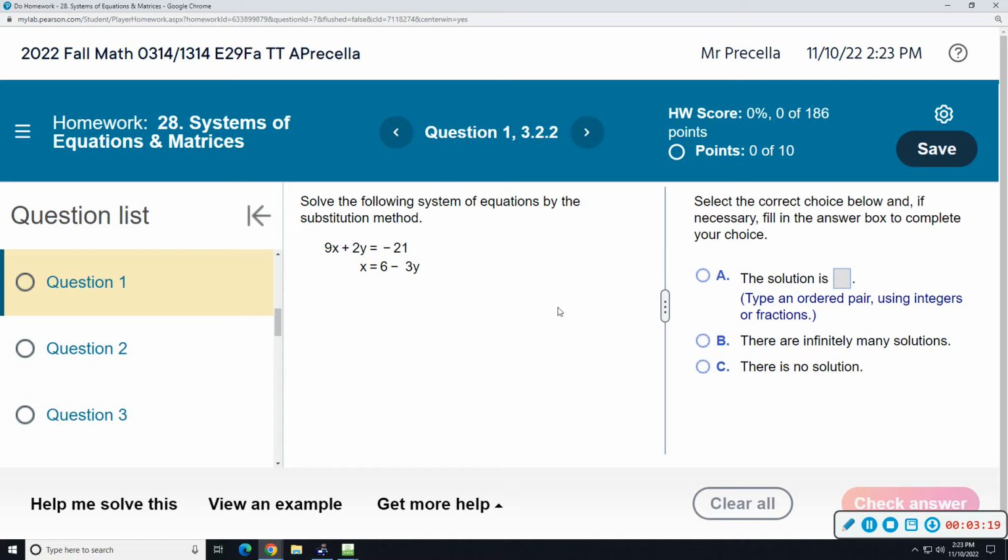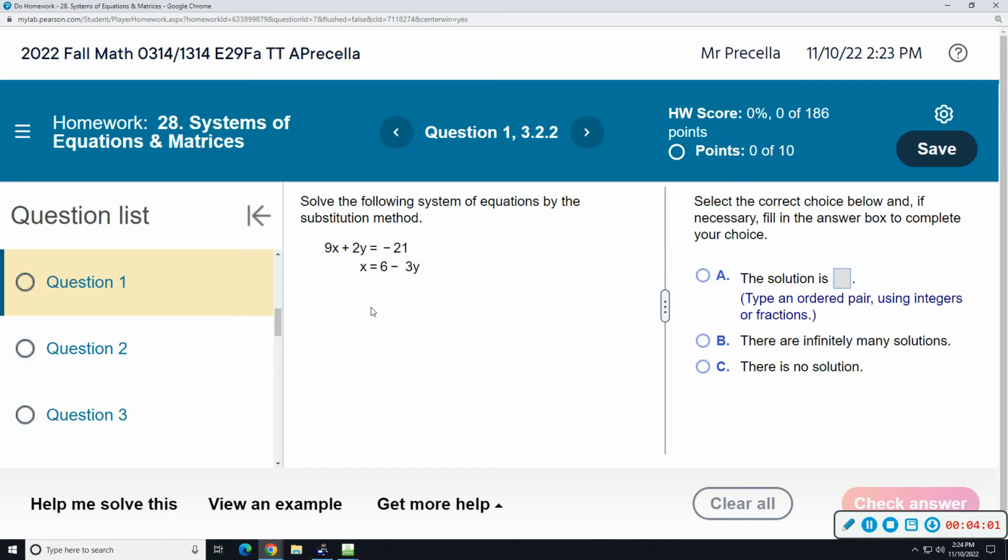Okay, so question 1, it says, solve the following system of equations. That's what you call 2 or more equations. Like here, the equation 9x plus 2y equals negative 21. There's no exponents. It's a line. x equals 6 minus 3y. No exponents. It's a line. So we have 2 lines, and we're going to find the point of intersection. Let me write these down. Solving the system means find the point of intersection, or points.